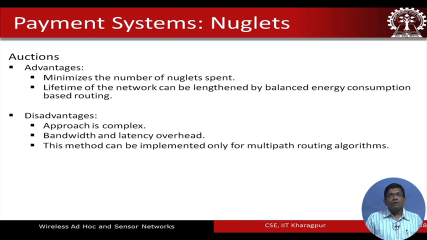The advantage of the auction based mechanism is minimizing the number of nuggets that are spent, and the second is that the lifetime of the network can be lengthened or prolonged by balanced energy consumption based routing. In terms of the disadvantages, this is not so simple to implement, it is rather complex, and there is a bandwidth and latency overhead. So, this method can be implemented only for multipath routing algorithms.